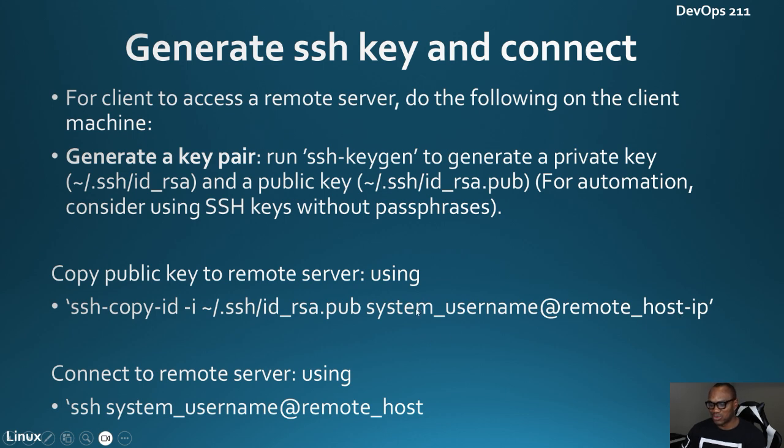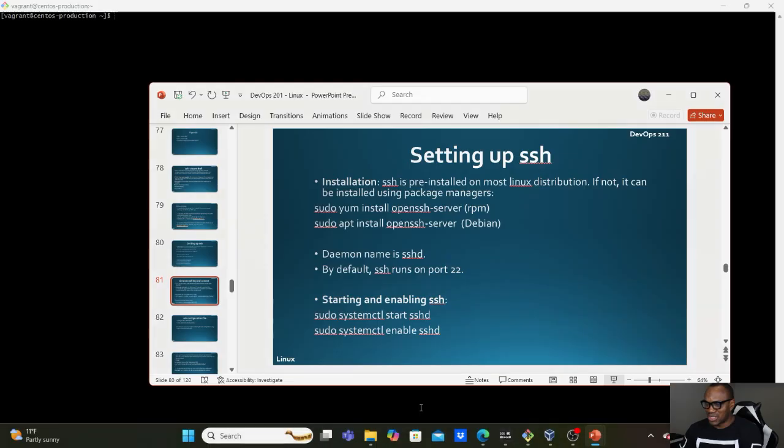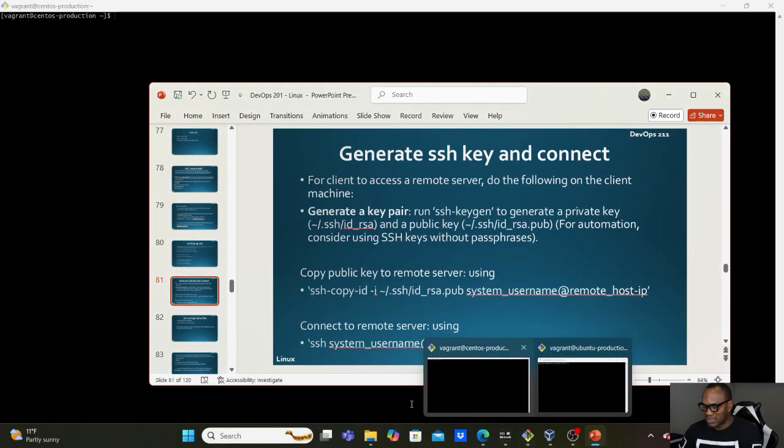Once you run this, this public key will now be located in your remote machine. Then you can use ssh with the system username at the IP address of the remote host to log in. Now let's look at that on an example.